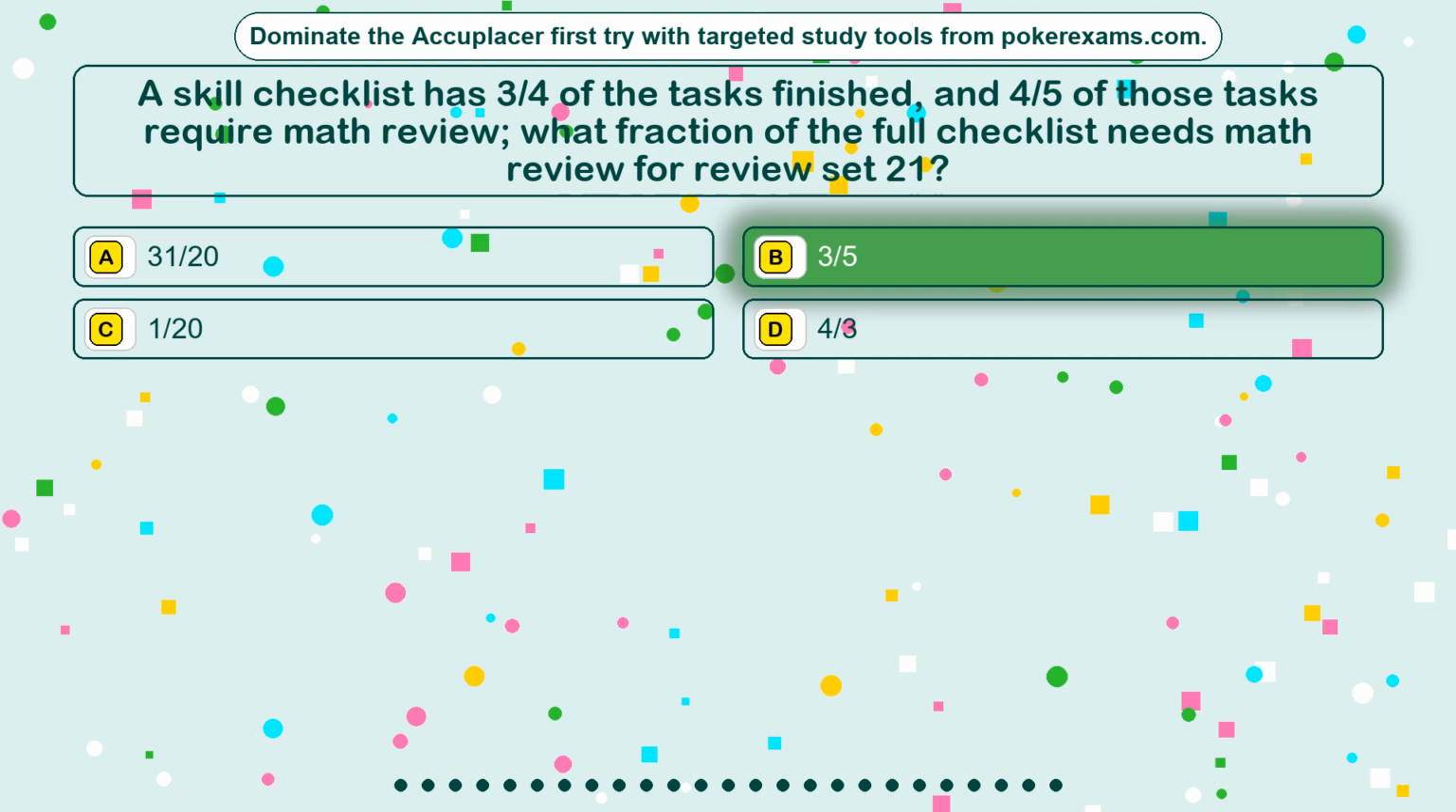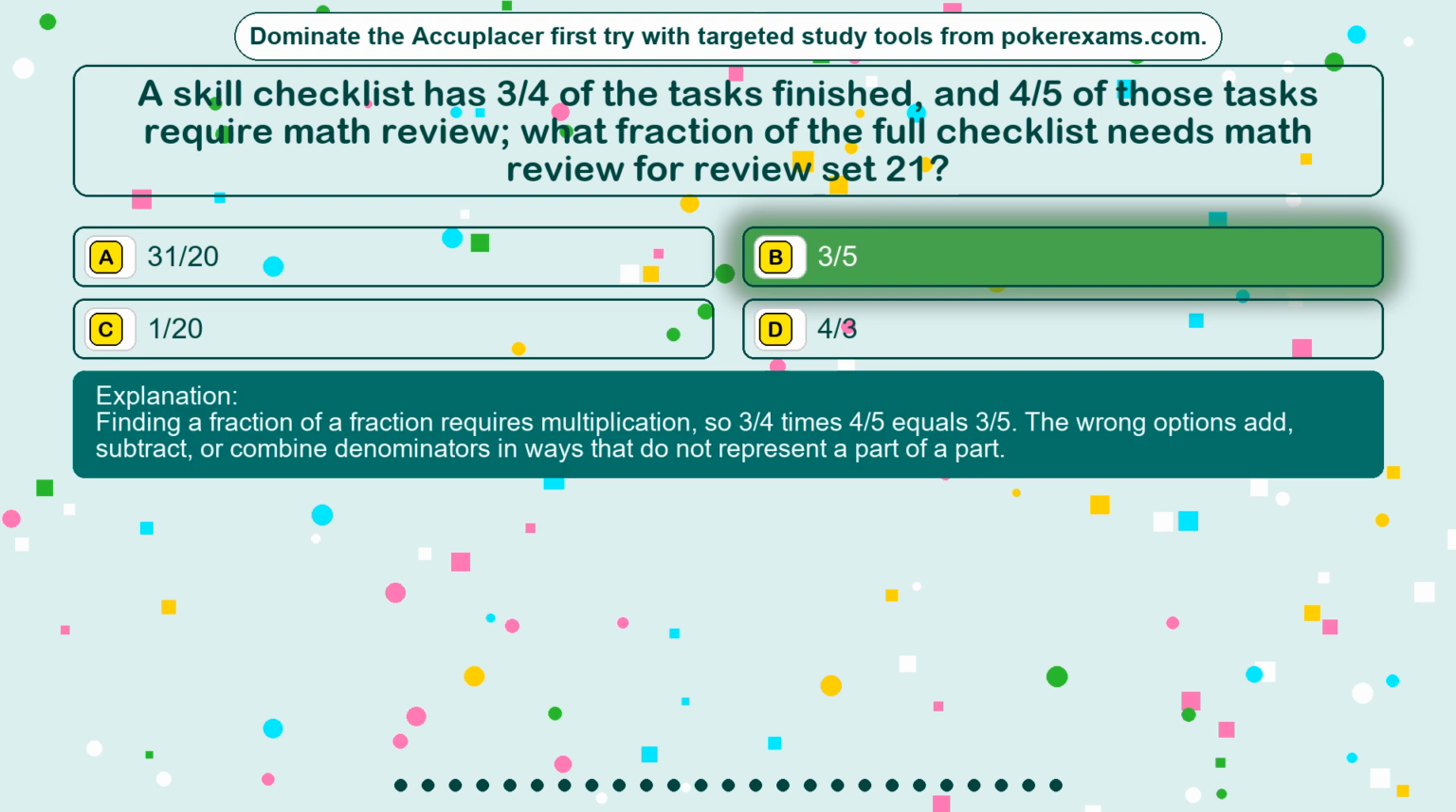The correct answer is option B, 3/5. Finding a fraction of a fraction requires multiplication, so 3/4 times 4/5 equals 3/5. The wrong options add, subtract, or combine denominators in ways that do not represent a part of a part.